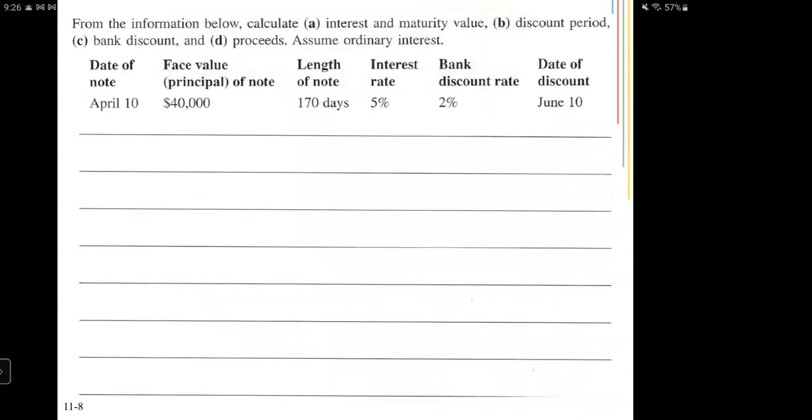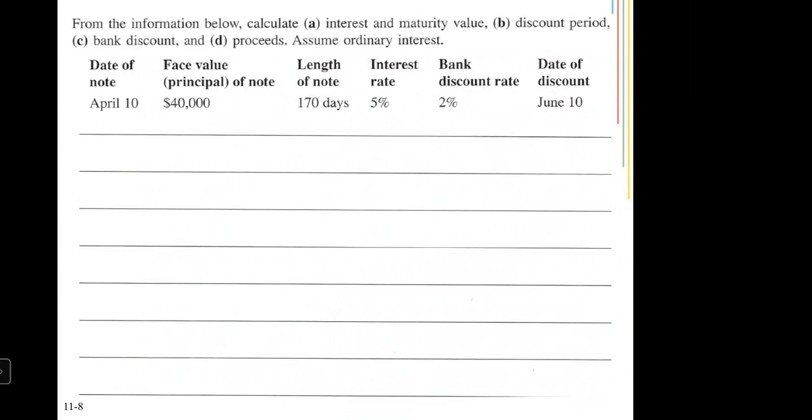that was written April 10th. The note is for $40,000. So this note is for 170 days. So they have 170 days to pay this $40,000. And they're being charged 5%.